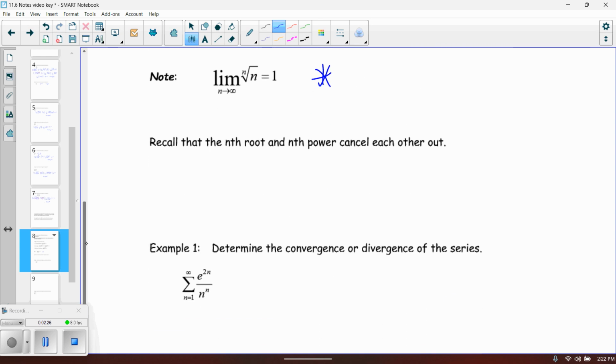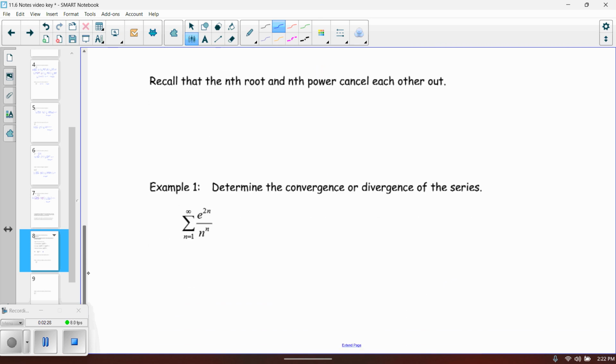All right, so our first example. Here we have the series of e to the 2n over n to the n power. Again, come up with a hypothesis. n to the n in the denominator is going to be an iterated function. It should grow much faster than the exponential on the top. Therefore, we would assume this is probably going to be convergent. We just need to show it.